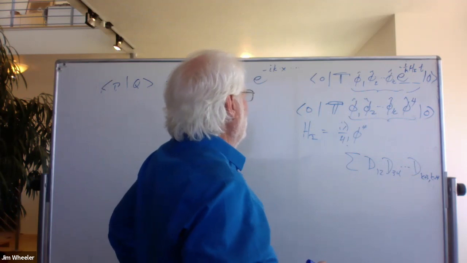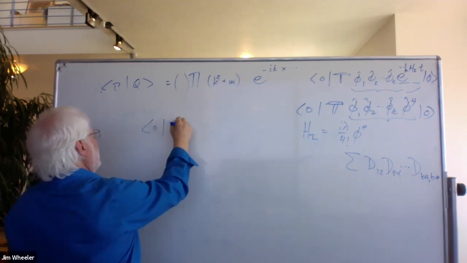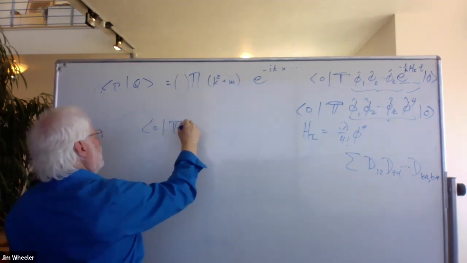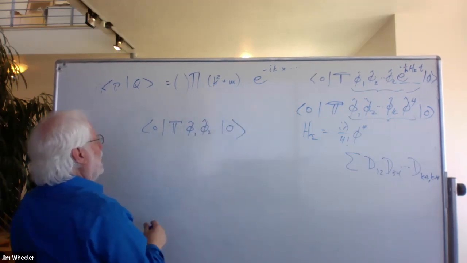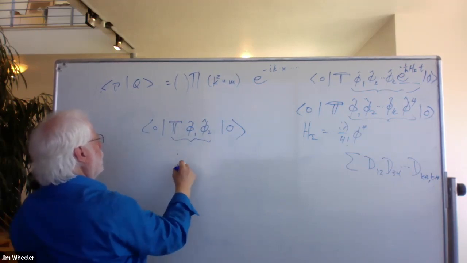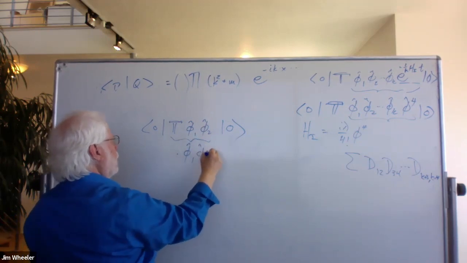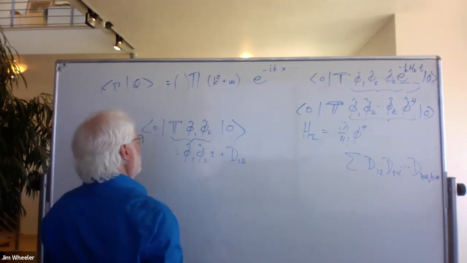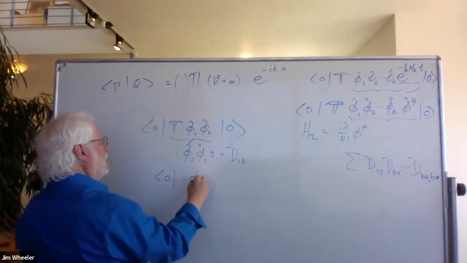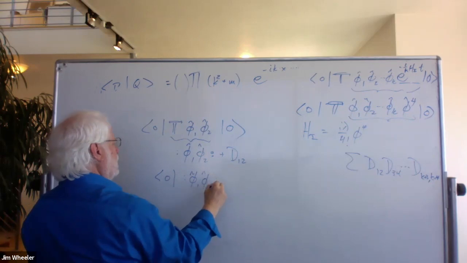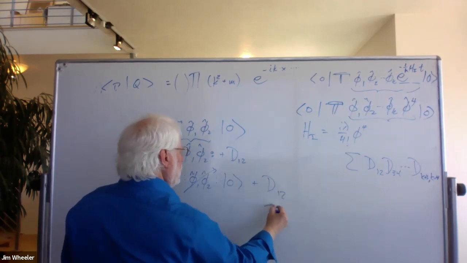So what does this describe? Well, let's start with just two fields. So we have the vacuum expectation value of the time ordered product of phi1 with phi2 and 0. Well, we can write this as a normal ordered product, whatever order these are in. We can replace it by a normal ordered product plus a D1,2. And replacing that, then the normal ordered product phi1, phi2 is going to be 0 plus a function, D1,2.